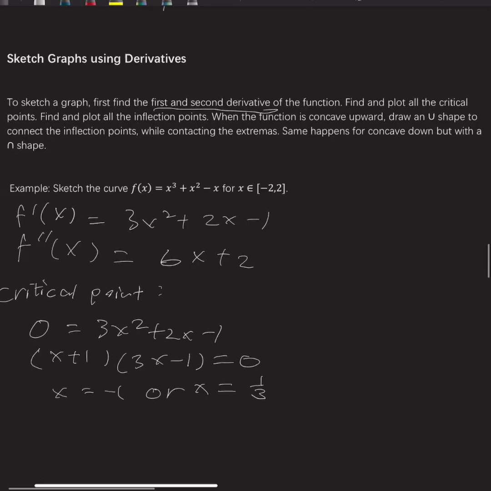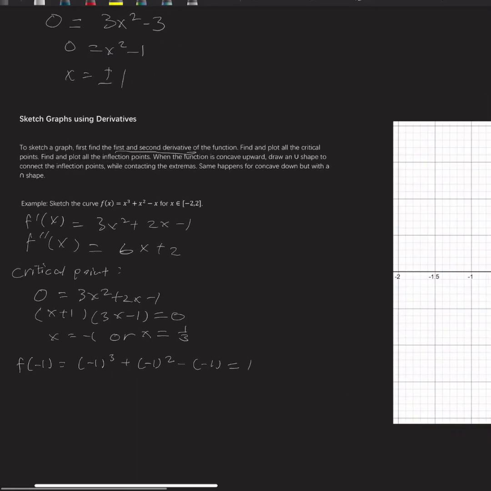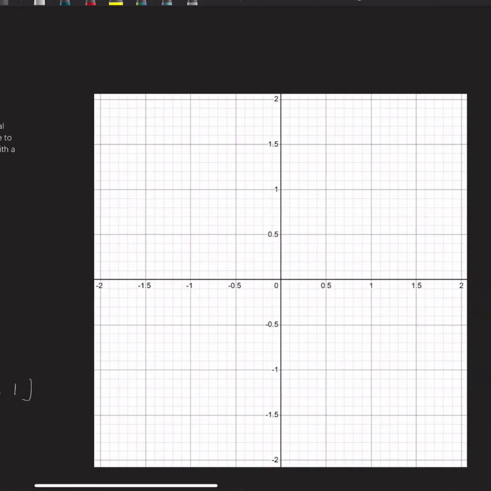And let's plot these values, but first let's find the value of these points. So f of -1 is equal to (-1) cubed plus (-1) squared minus (-1). That's -1 plus 1 plus 1, which is equal to 1. So we have to plot (-1, 1) at this point here.